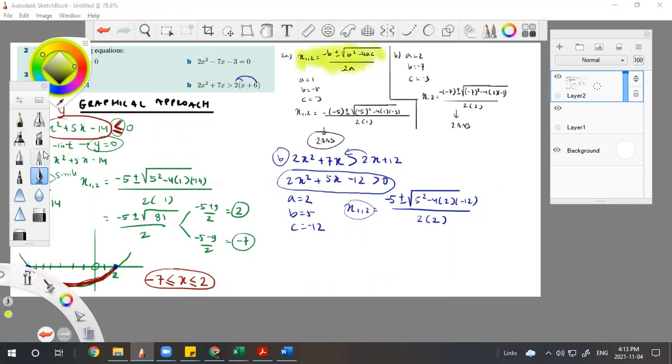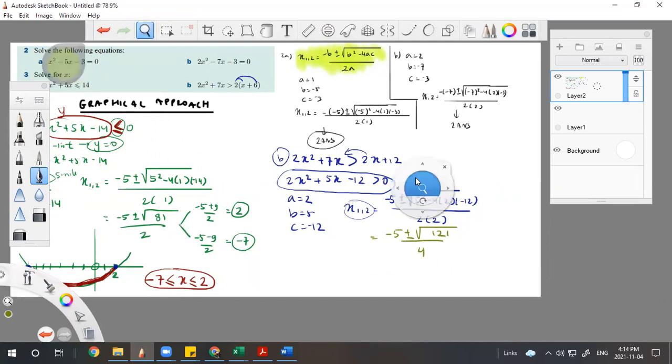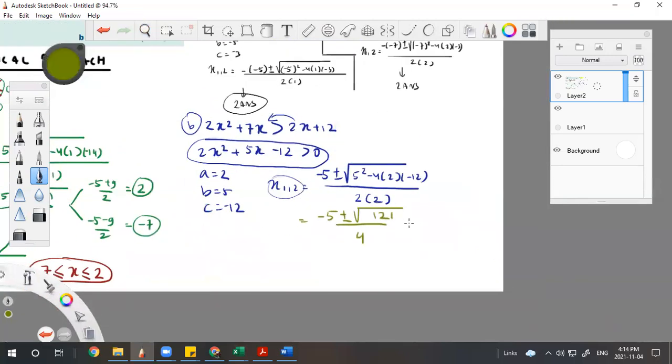Okay, so next, what we can do now is try to make the radical form simple. 25, because 5 squared minus 4 times 2 times negative 12 is 121. Again, this is a good number, right? Because 121 can be rooted out by 11. Negative 5 plus 11 over 4, negative 5 minus 11 over 4. So this will be, okay, 6 over 4 is 3 over 2. And one more, negative 4, right?